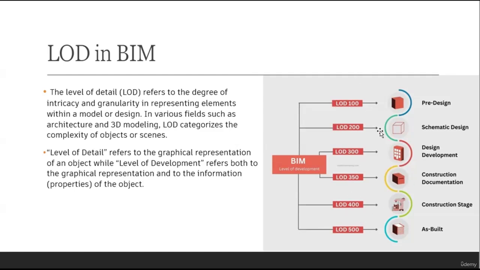Like we have LOD 100, LOD 200, LOD 300, 350, 400, 500, likewise. The lower LOD deals with, like you can see, 100 deals with pre-design stage, 200 deals with schematic stage, 300. As the LOD increases, the level of detail, rather we can say the representation as well as the information part of the object or the model as an entire entity, goes on increasing. As we move ahead to design and development, the level of graphical representation and information increases. Construction documents, LOD 350. There is addition of information as well as graphical representation as we move ahead through the LOD or the BIM stages.